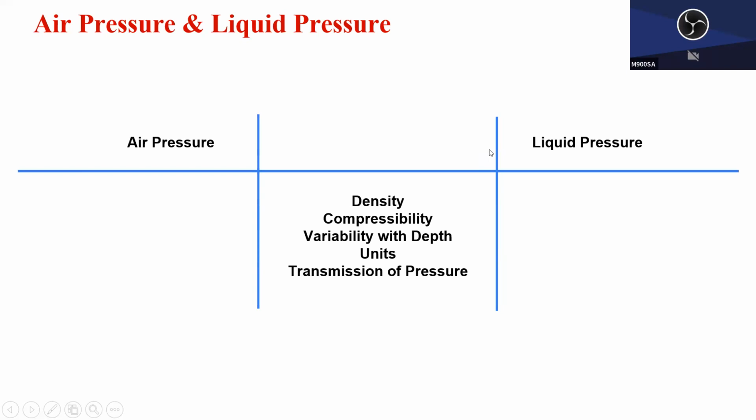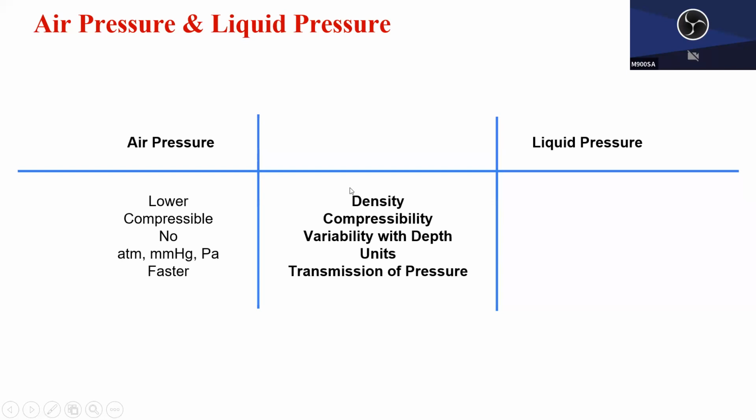I think this is one of the hard questions, so I'm going to tell you the answer. For air pressure, it has lower density, it is compressible, and its variability with depth is none. The units are mostly atmosphere, millimeter of mercury, Pascal, kilopascal, megapascal.